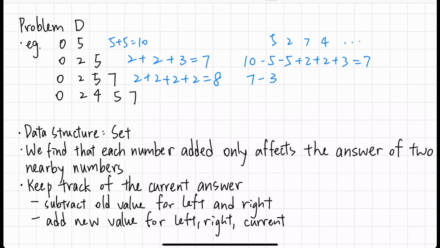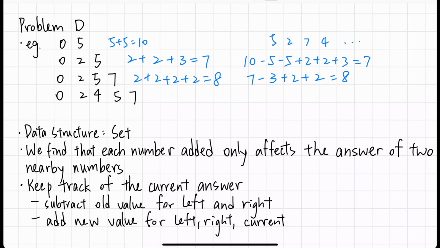I meant subtract 3, because 7 is the number we added. So this was the original number, which is 3. So 7 subtract 3, and then we add 2, which is the answer for 5 and 7. And from this, we get 8.